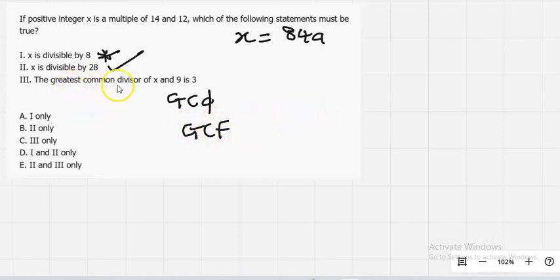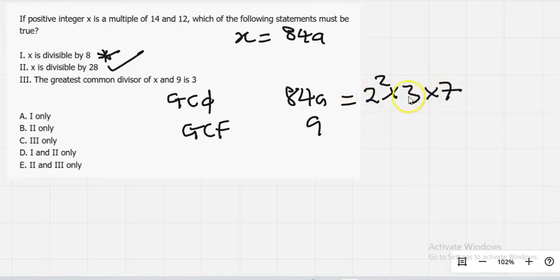So they are saying the greatest common divisor of x and 9. We know that x is 84a, so we prime factorize to find the greatest common factor. 84 gives us 2 raised to power 2 times 3 times 7, and 9 gives us 3 raised to power 2. Remember, this is multiplying a. We know that a is a positive integer, but we don't know which integer.